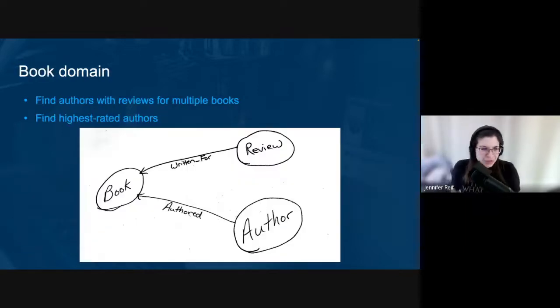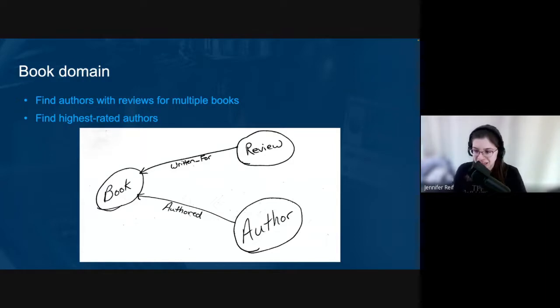Okay. So for instance, let's take a book domain, which we're going to deal with a little bit more later. And let's say we want to find authors with reviews on multiple of their books. If you look at the data model drawing I've done here, you have books, and you have reviews that were written for the books, and you have authors who authored the books. If you'd want to find authors with reviews on multiple books, or maybe the highest rated authors based on their books and their reviews and the scorings and all those sorts of things, that could be cumbersome depending on the database you're trying to work with.